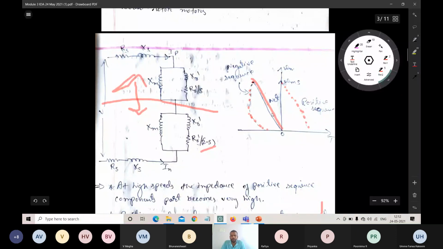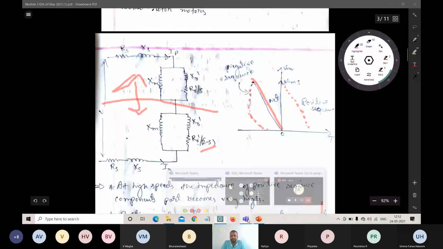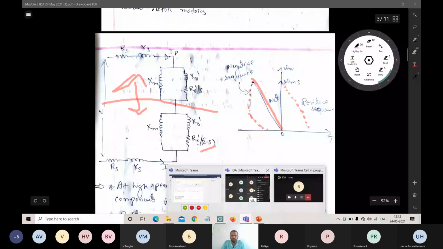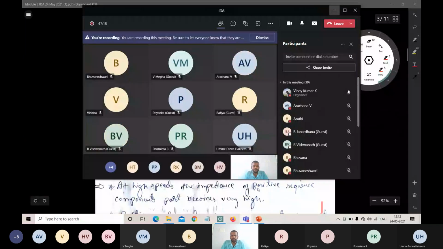So this would be about braking. Today we have studied plugging and regenerative braking. Normally in high speed rotating shafts, we can use reverse voltage braking or plugging, and the regenerative braking application will be traction. So this is enough for today.